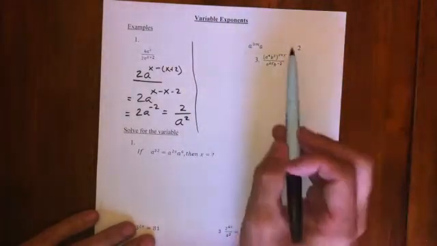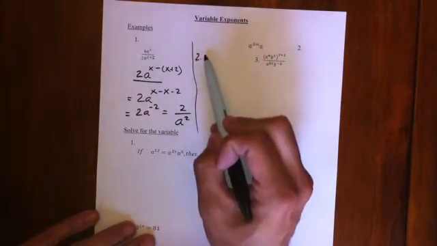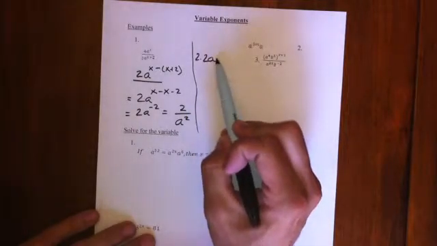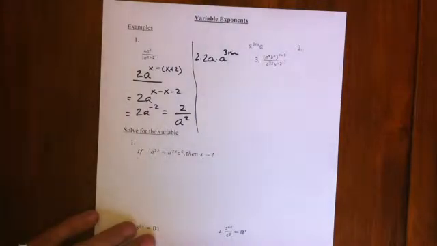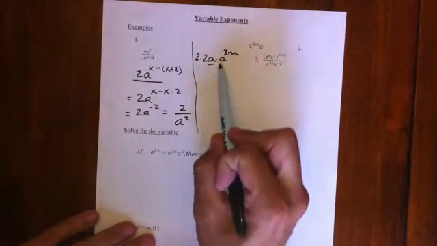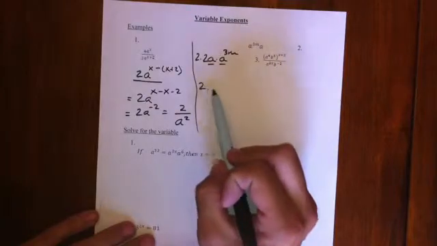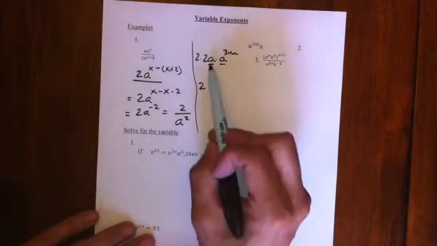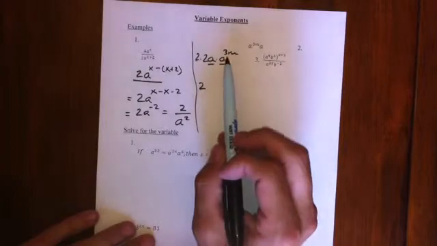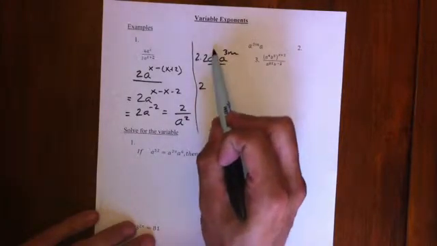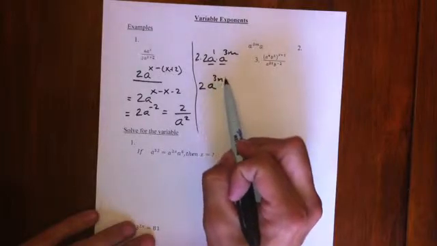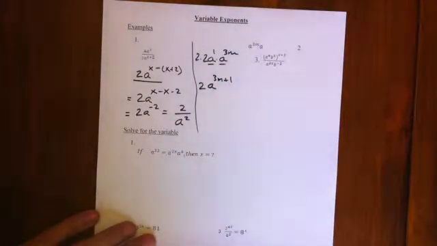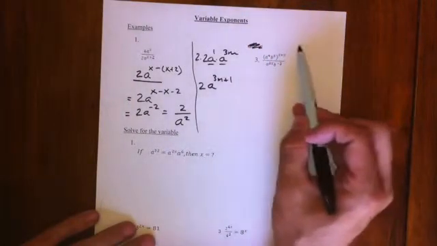So let's try another one. It says 2a times a to the 3m. All right, so what do we do here? Well, you notice that we have a's and a's, so we can combine those together. Now it's not just a to the 3m. You have to remember every number and variable has an exponent. So this exponent is 1. So we add exponents: a to the 3m plus 1. Sounds good so far, hopefully.